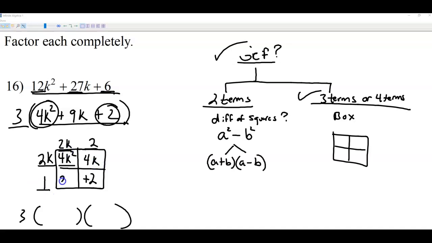1 times 2 is 2k. We know that this works if these 2 numbers can either add or subtract to make 9, and they don't. So that means we're not right.